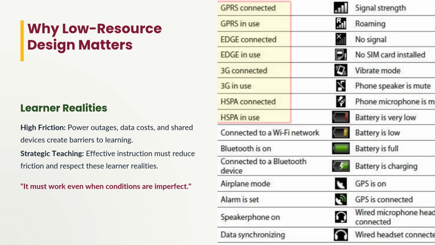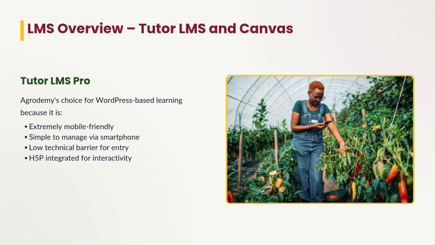Low resource design is not about lowering standards, it's about removing unnecessary barriers. When courses assume fast internet, long video streaming, or constant availability, learners drop off, not because they lack motivation, but because the design didn't consider their reality. So designing for low bandwidth and mobile access actually improves clarity and inclusion for everyone.